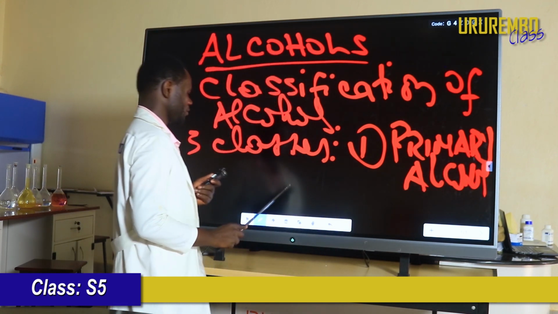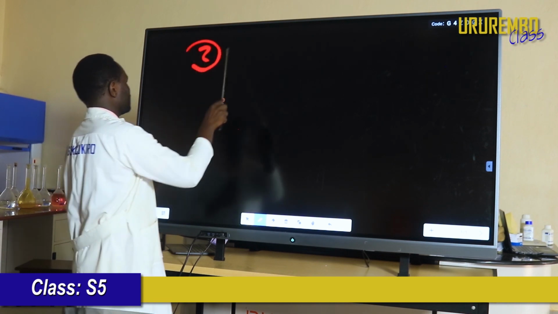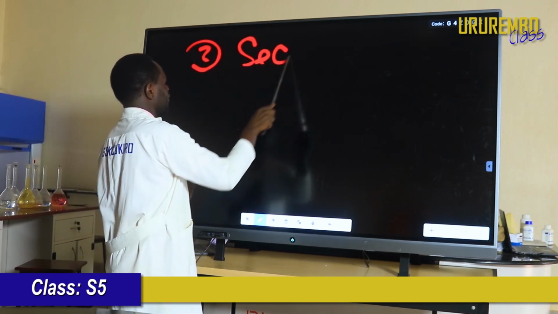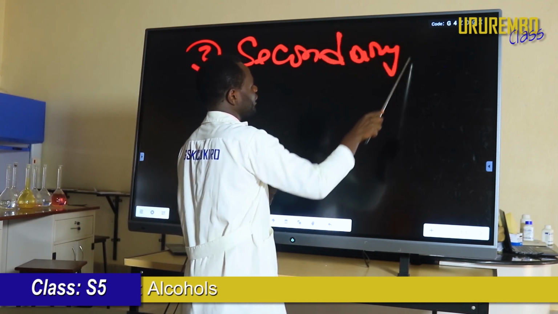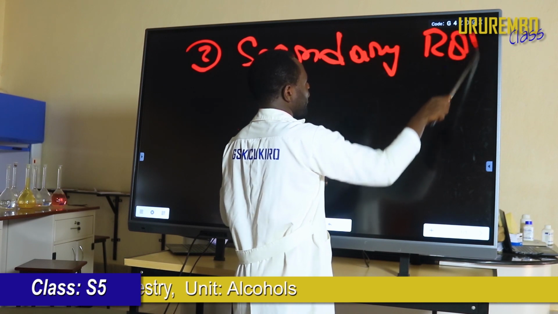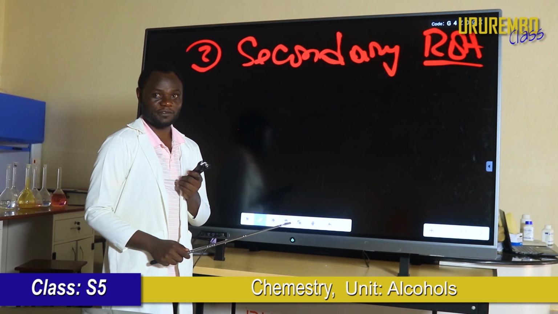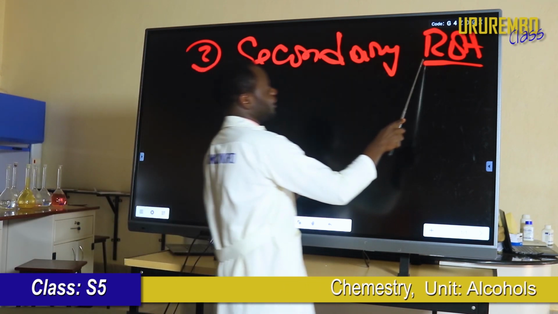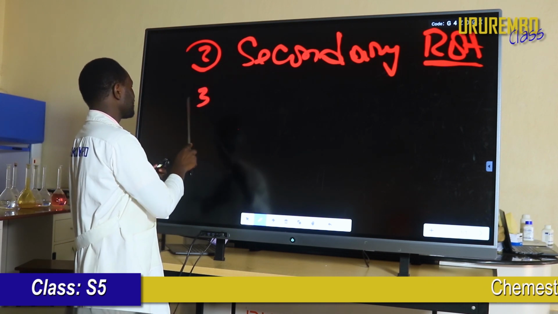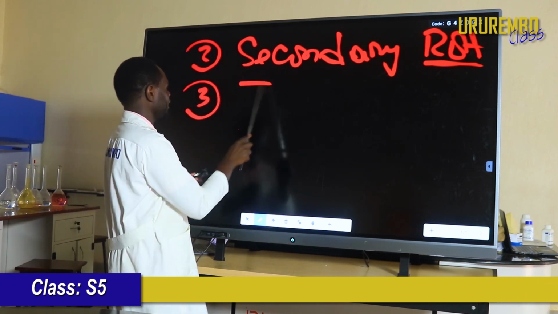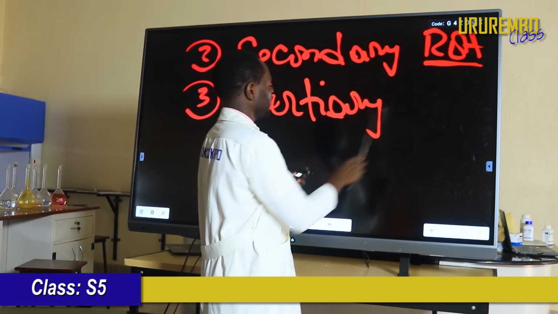Class number 2 is called secondary alcohol. When I write ROH, understand alcohol. This is the general formula of alcohol. Class number 3 is tertiary alcohol.